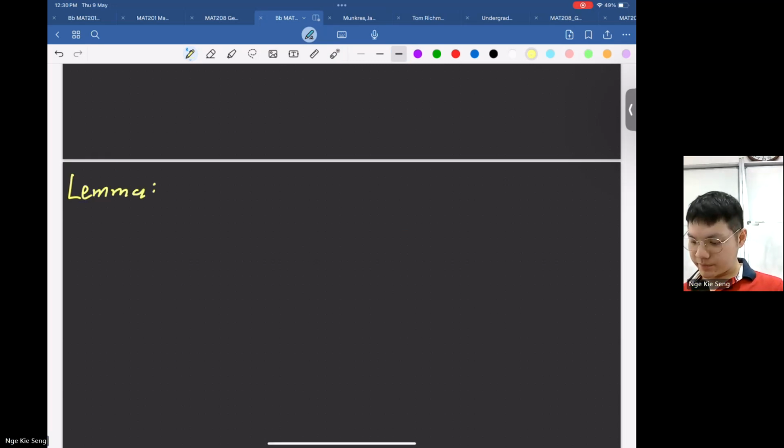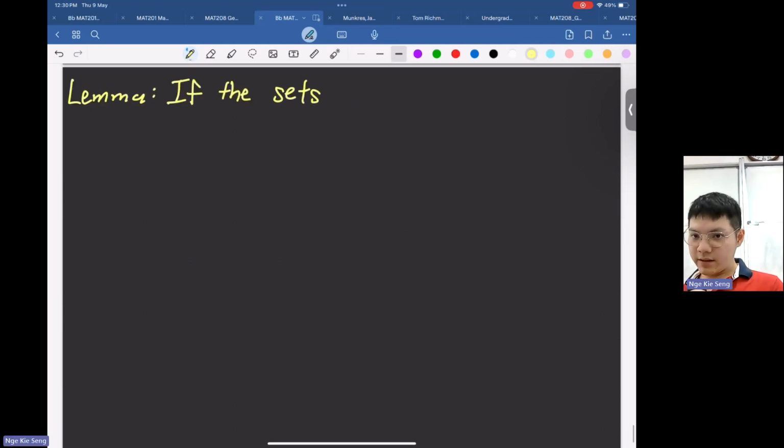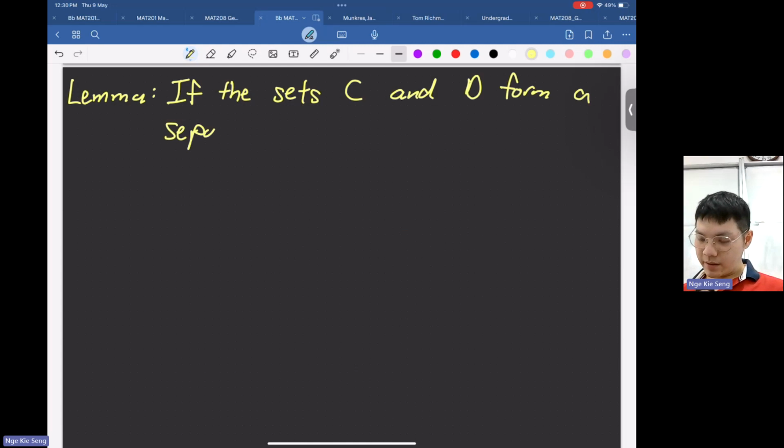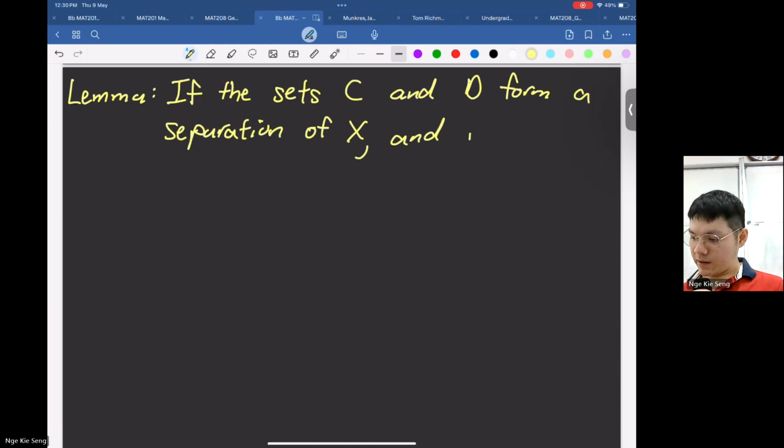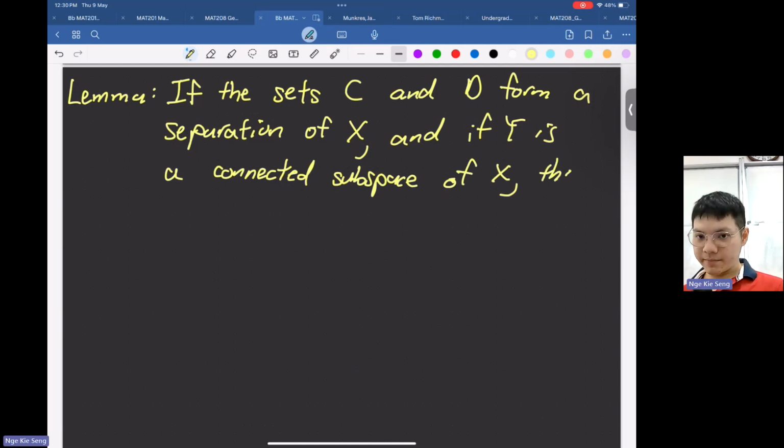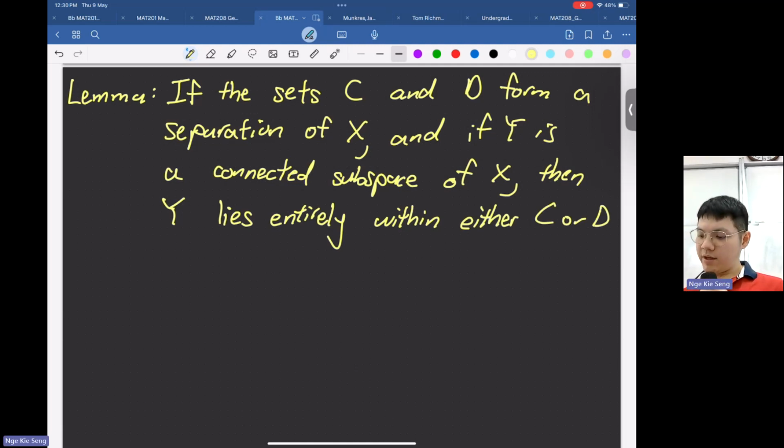Lemma. If the sets C and D form a separation of X, and if Y is a connected subspace of X, then Y lies entirely within either C or D. Can you think about this question here?